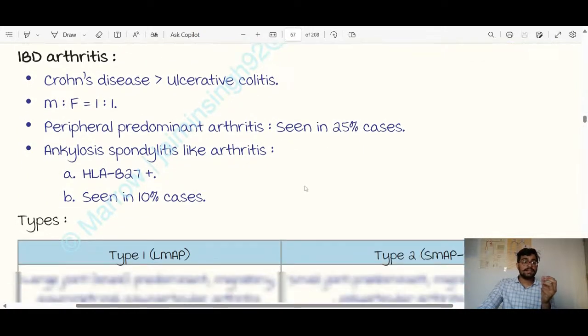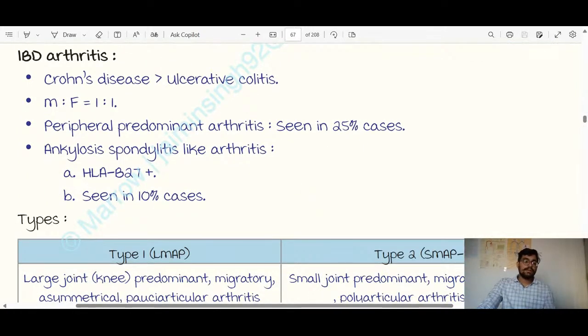For IBD arthritis, Crohn's disease is more common than ulcerative colitis. In inflammatory bowel disease, the male to female ratio is equal, no difference between male and female. Peripheral predominant arthritis is seen in 25% of cases. Ankylosing spondylitis-like arthritis, HLA-B27 seen in 10% of cases.